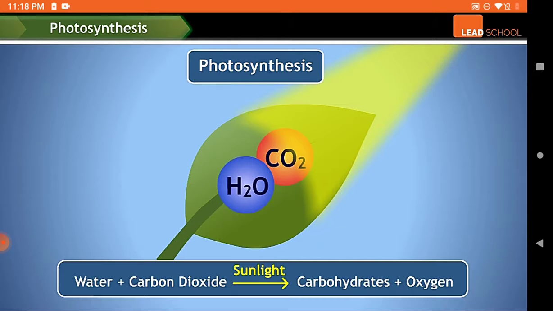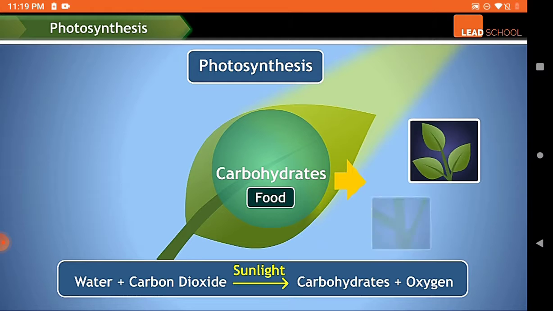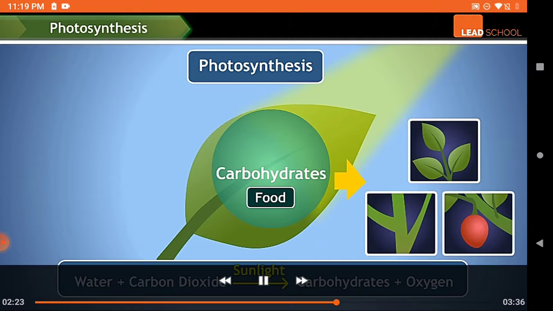carbon dioxide are combined to create carbohydrates, that is, food. These carbohydrates are stored in the leaves, stem, and the fruits of the plant.